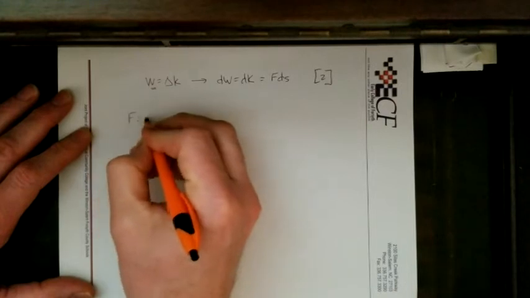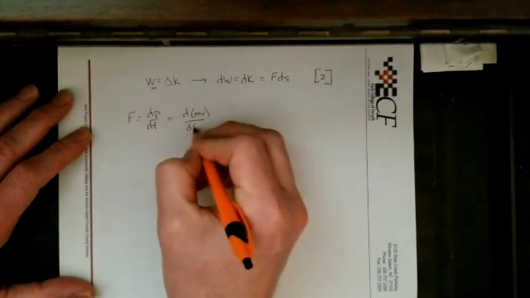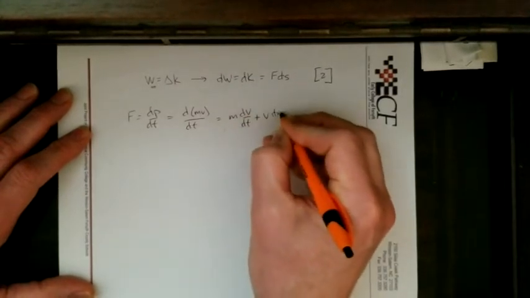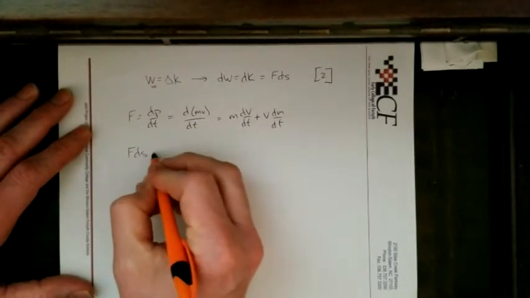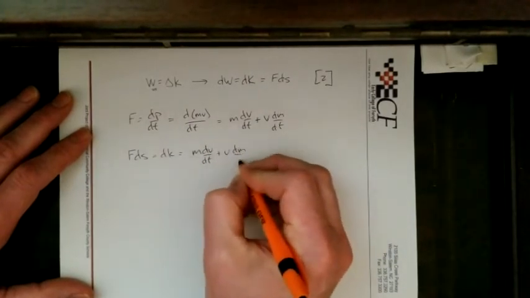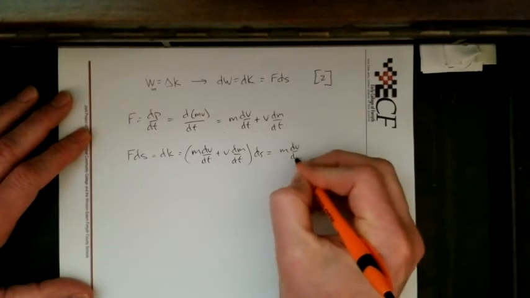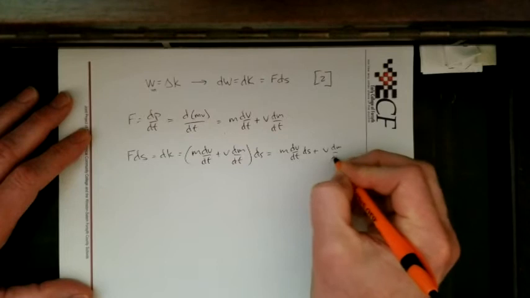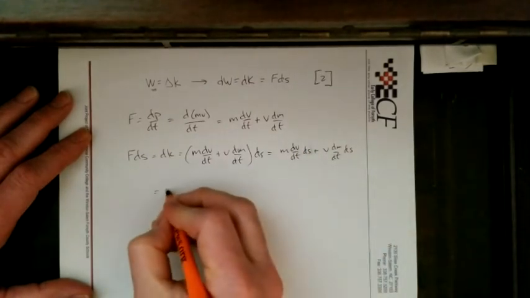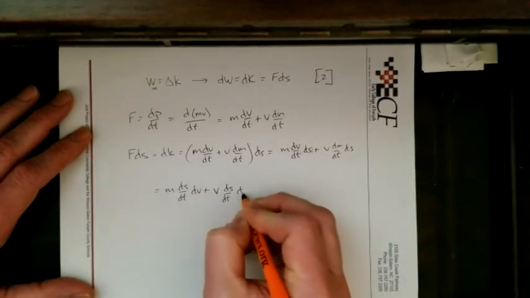If we look at momentum, I know force is equal to dp/dt, which is d(mv)/dt, which is m dv/dt plus v dm/dt. F ds, which is equal to dK, which is equal to m dv/dt plus v dm/dt times ds. I'm going to distribute, so this is m dv/dt ds plus v dm/dt ds. Do a little switching there, and so this becomes m ds/dt dv plus v ds/dt dm.